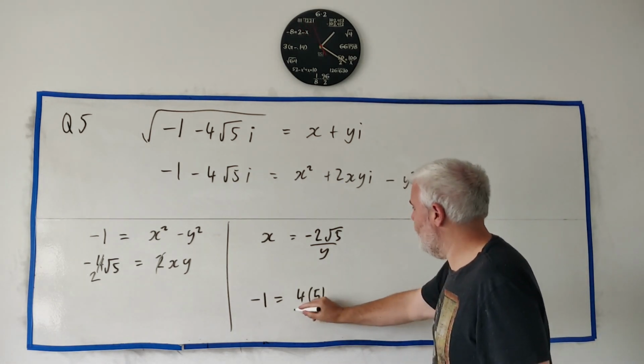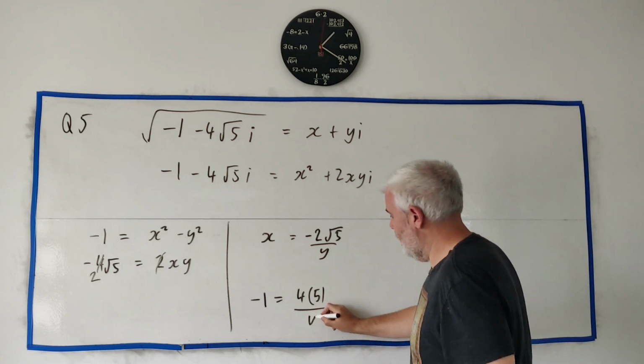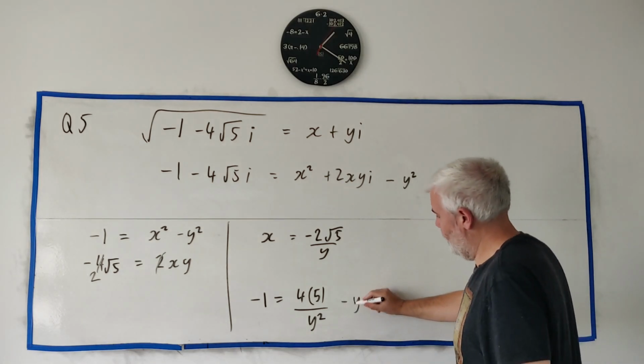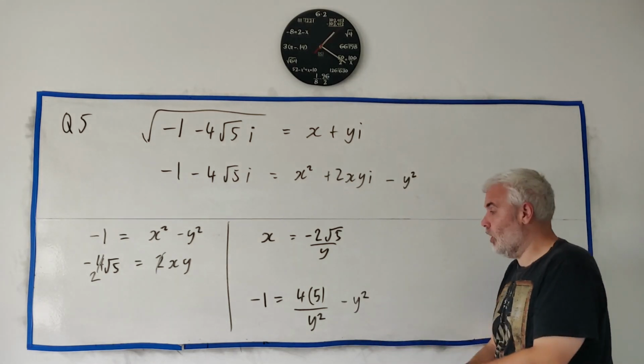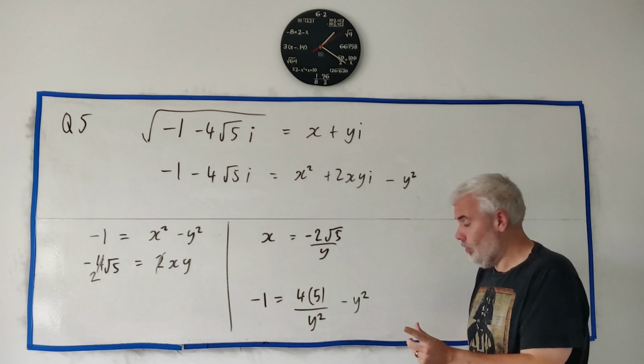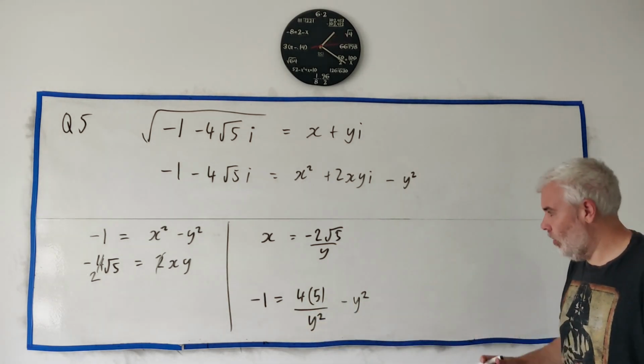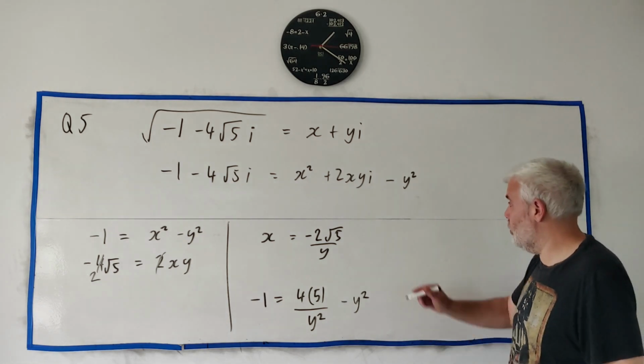We multiply now. y by y is y squared. And then minus y squared is still there. Minus y squared. I've now got to an equation with just one unknown, y squared. It's the only thing in this that I don't know. It looks very awkward to solve. Let's just play with it until hopefully it looks better.